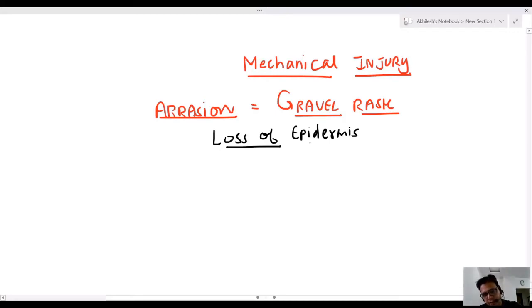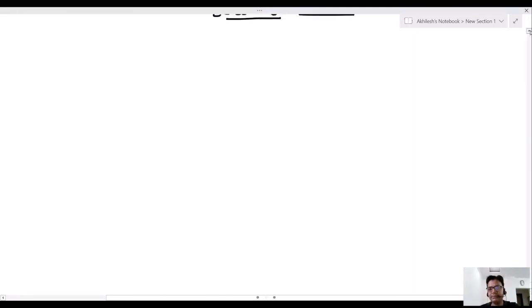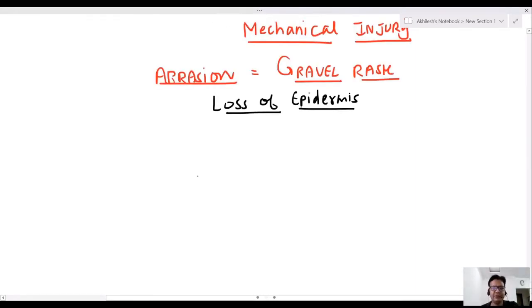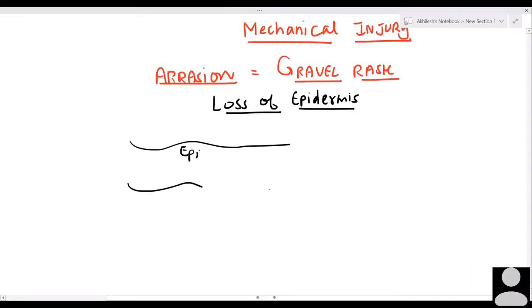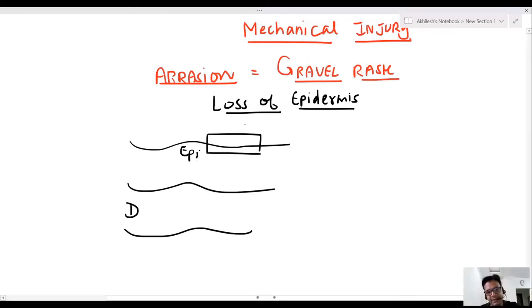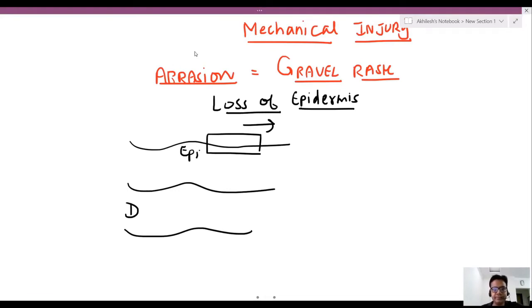It is loss of epidermis. Loss of epidermis is known as gravel rash. Now see, this is your epidermis. This is your dermis. If loss of epidermis is seen, this injury is known as abrasion. Loss of epidermis, this is known as abrasion.